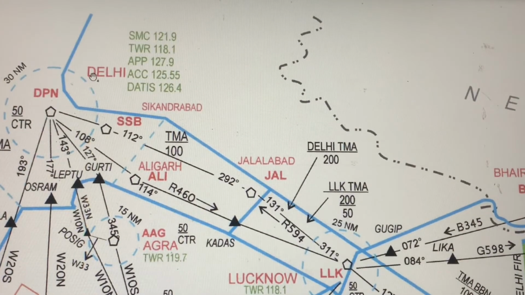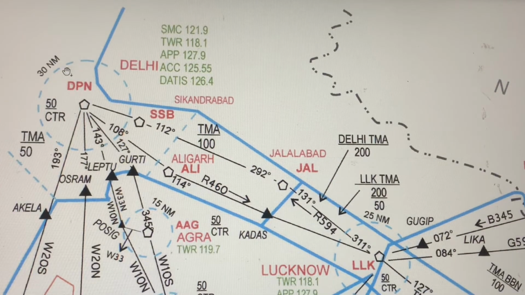I have told you, friends, that for every airport there will be certain briefing units or units of ATC, like ground, tower, approach, control and digital ATIS. Each of them has its own frequency, so you have to tune into their frequency. Okay, what else have we discussed?